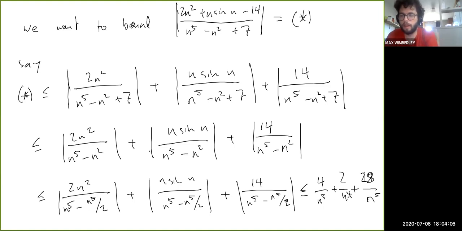Right. And then it's just like, okay, you can bound all of these above by something over, like you can just replace these n here with n cubed actually. So you could just get 4 plus 2 plus 28 is 34. So 34 over n cubed. There you go. We basically just showed that for sufficiently large n, star is less than or equal to 34 over n cubed.